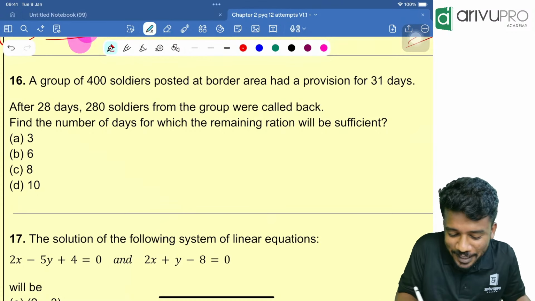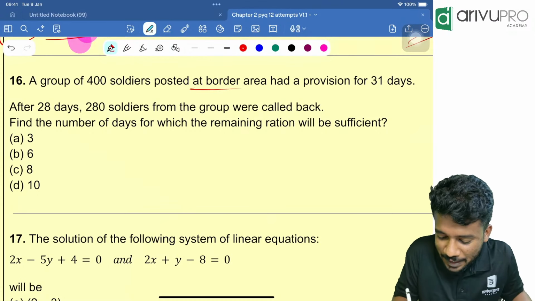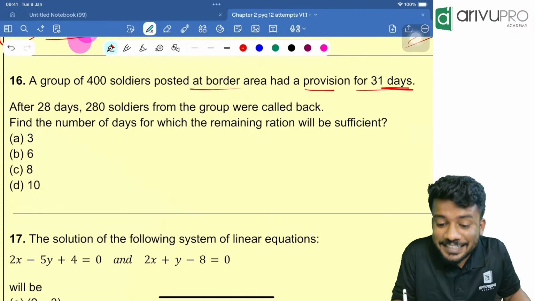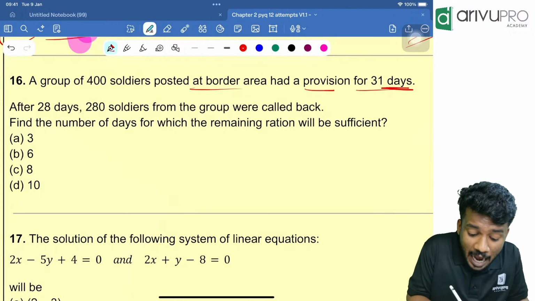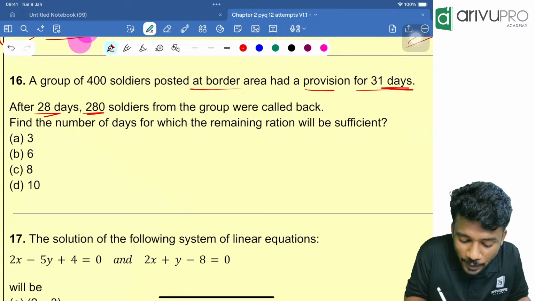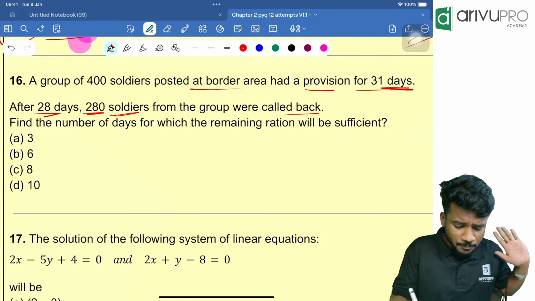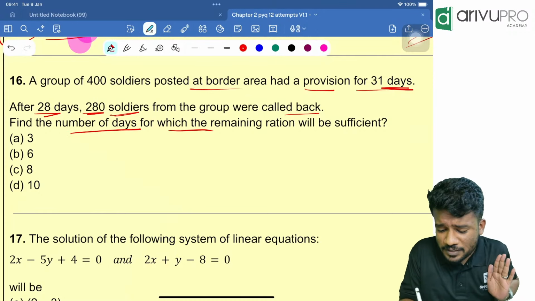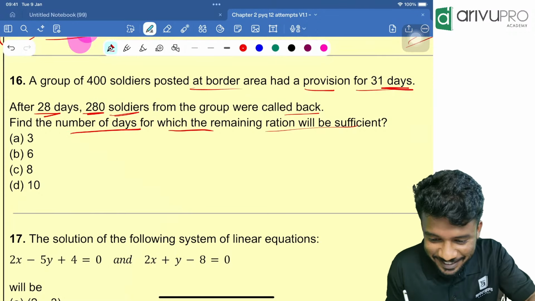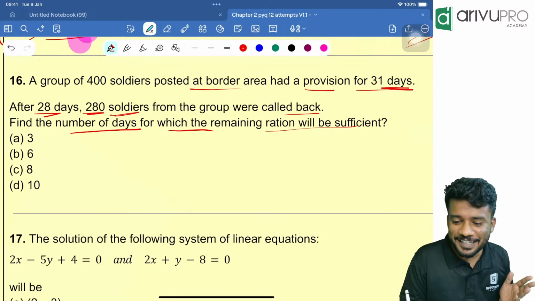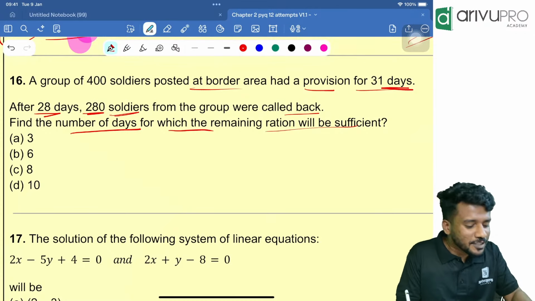A group of 400 students posted in a border area had a provision for 31 days. After 28 days, 280 soldiers from the group were called back. Find the number of days for which the remaining ration will be sufficient. It is very easy to solve. I'll tell you, just use calculator.